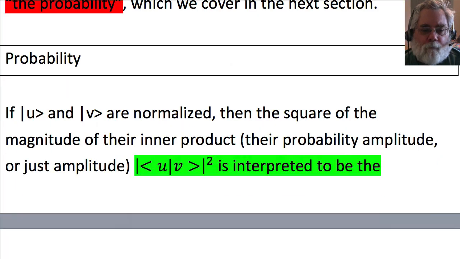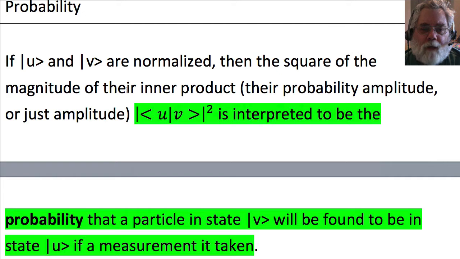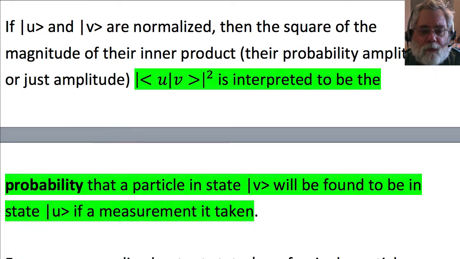Probability. There are two cases for probability, and we will handle them both. If u and v are both normalized, then the square of the magnitude of their inner product, remember their inner product is their probability amplitude, or just amplitude, is interpreted to be the probability that a particle in state v will be found to be in state u if a measurement is taken.